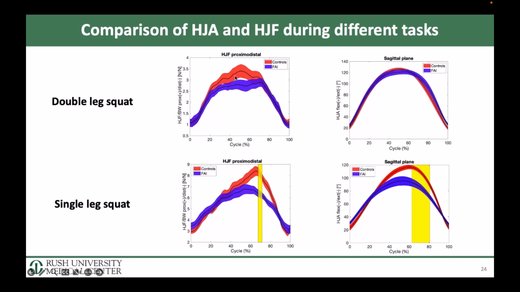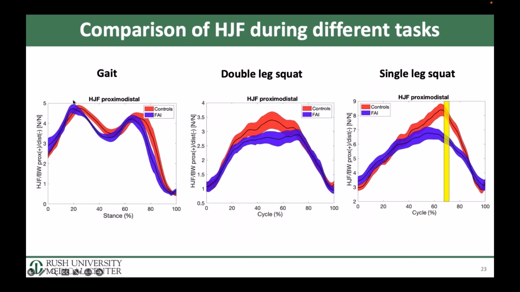You can see here that there are some differences in terms of peak values, even though they are not statistically significant. But this can be related to the fact that for double leg squat, we do reach the end of the hip range of motion, while, for example, in the previous slide in gait, we don't see the end of hip range of motion, so maybe we have less impingement, and so we also have fewer differences in terms of peak values.